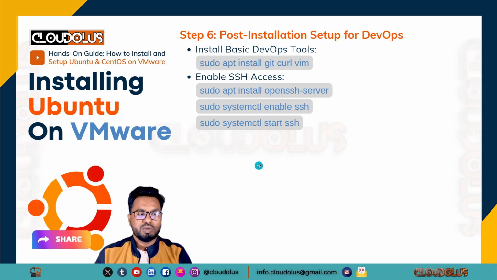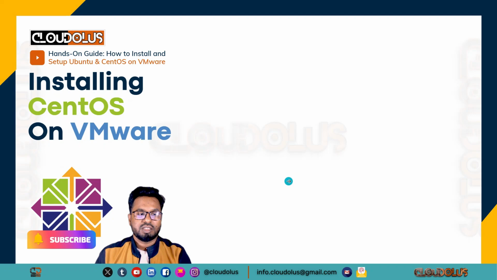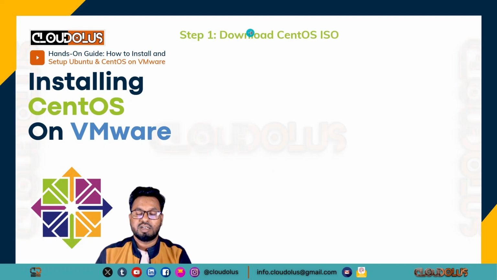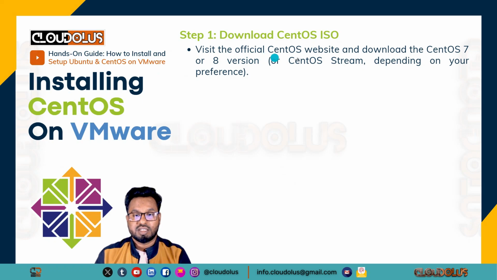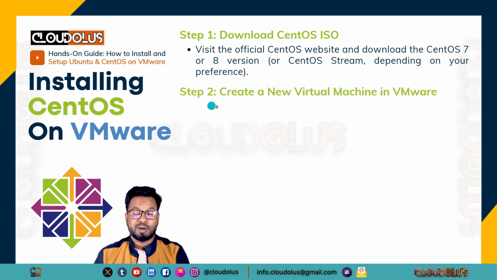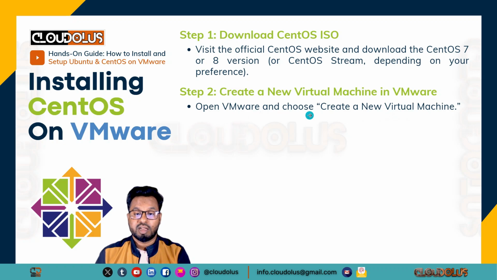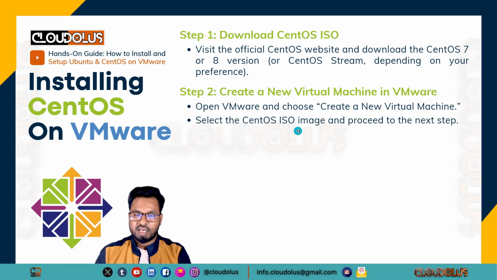So next we will go with how to install CentOS on VMware. First of all, download the CentOS ISO file. Step 1, visit the official CentOS website and download the CentOS 7 or 8 version, depending on your preference. Then step number 2, create a new virtual machine in VMware. Open VMware, choose create a new virtual machine, select the CentOS ISO image and proceed to the next step.